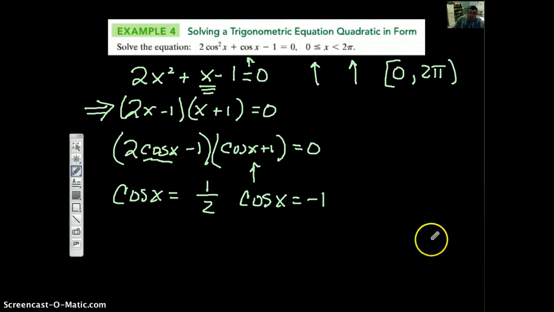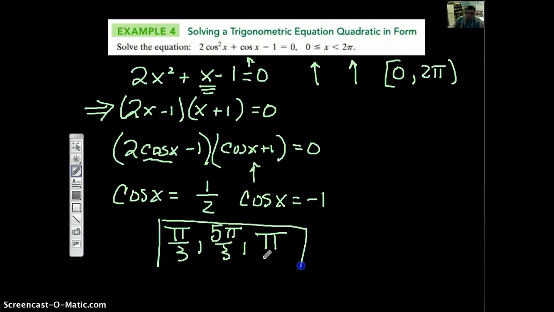Well, we know that cosine is -1 at pi. And we also know that cosine is 1/2 at 60, which is pi over 3. And going around in quadrant 4, 5 pi over 3. Everybody knows your unit circle. Don't forget your green sheet. It'll help you out. All right, so that's problem 4. I certainly hope that helps.